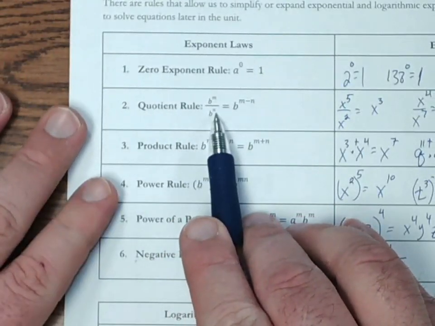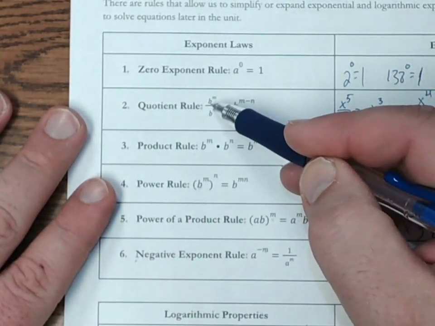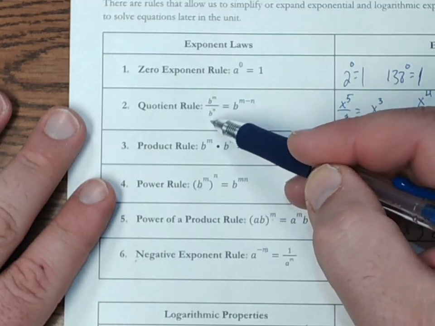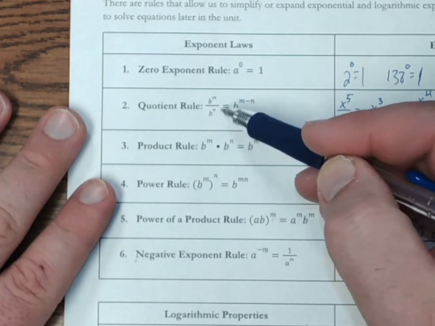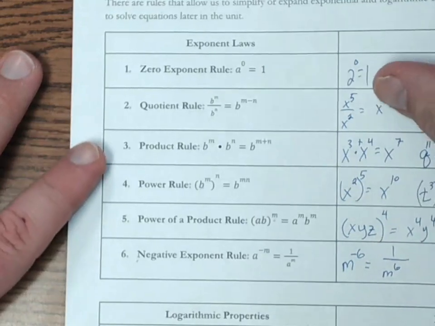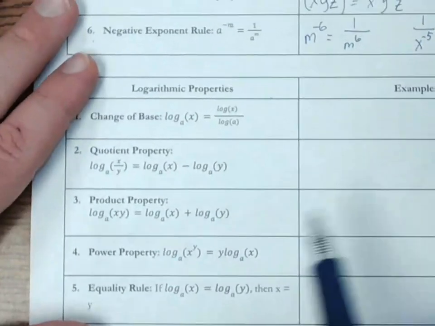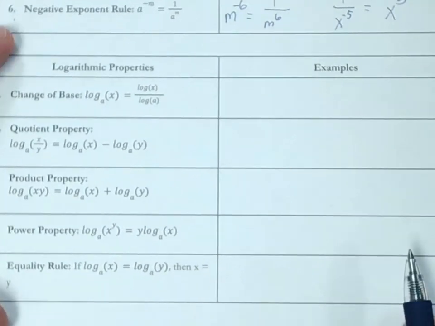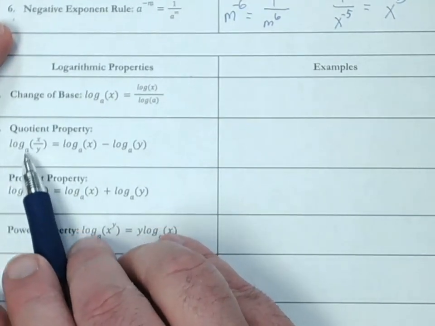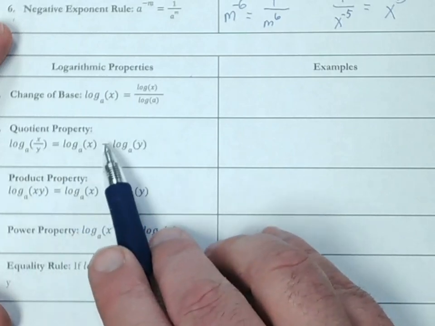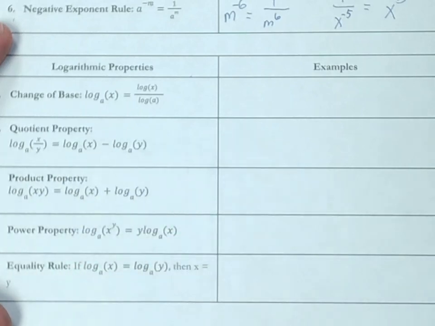The quotient property. Remember how we have the quotient rule? It says that you can take a base raised to an exponent that is being divided by the same base raised to another exponent, and you can just subtract them. Well, the logarithm has a similar one right here. It's called the quotient property. They don't have laws so much as they have properties. And what it says is, if you're taking the log of something that's being divided, you can rewrite it as two separate logs that are being subtracted.